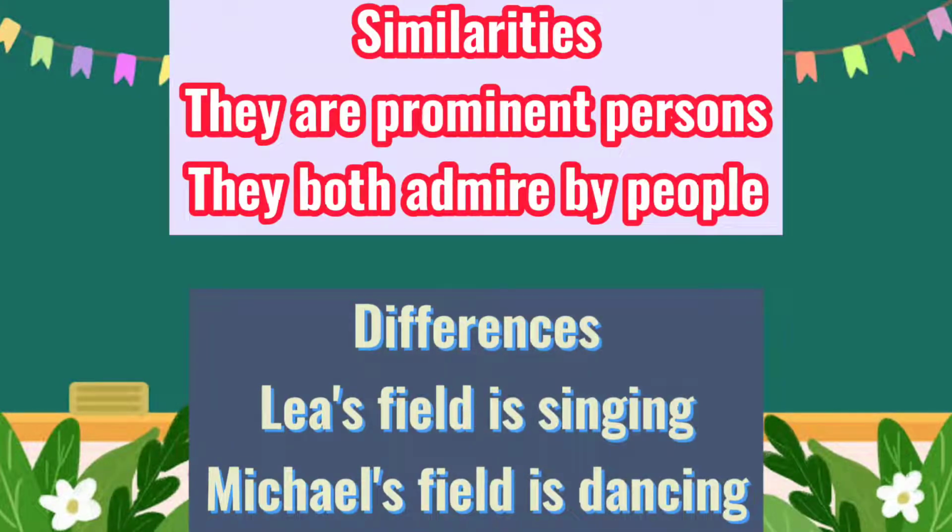Let us look for the similarities and differences of Lea and Michael. Their similarities, they are prominent persons and they are both admired by people. While their differences, Lea's field is singing and Michael's field is dancing.